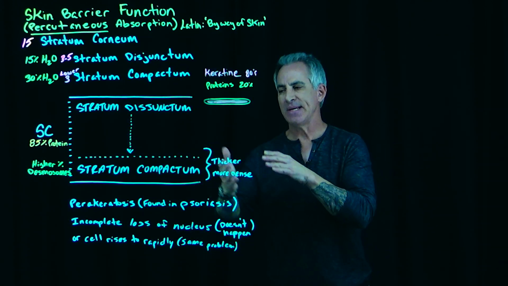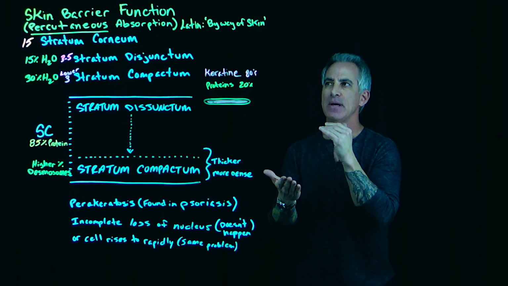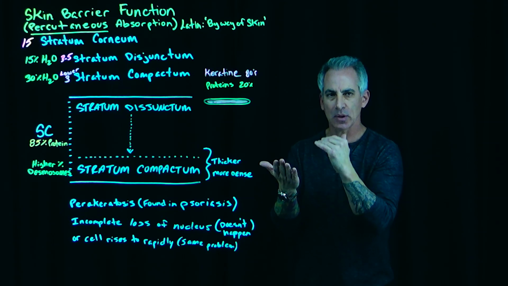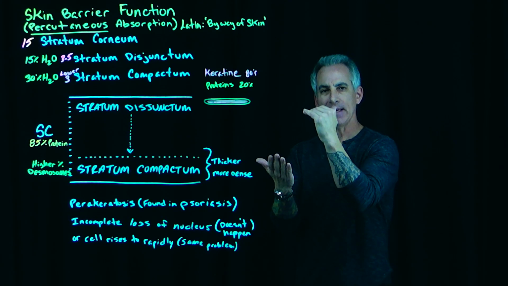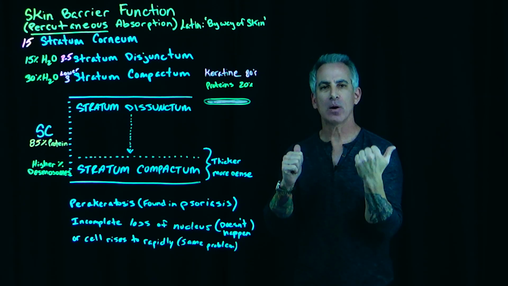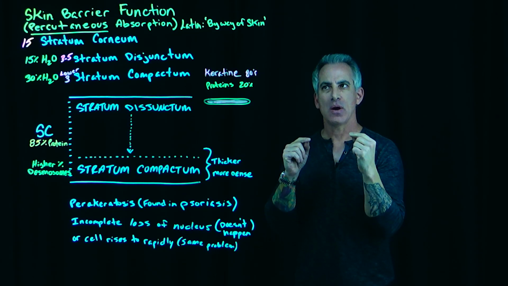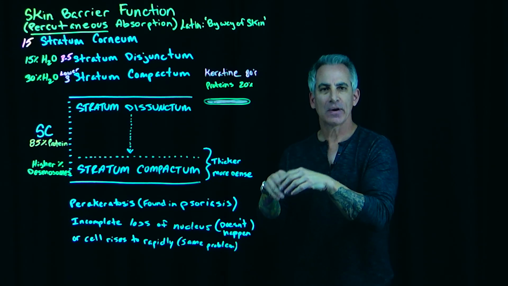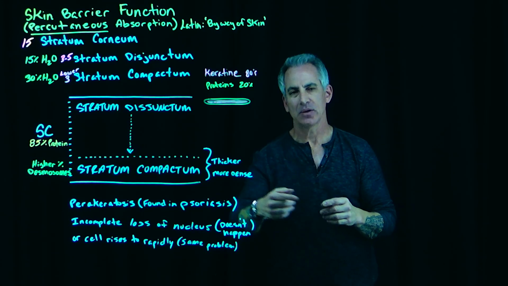So basically what that means is if a cell within the epidermis rises too slow or too quickly, and its nucleus does not come out, you will get horrendous skin conditions. One very popular one would be psoriasis.